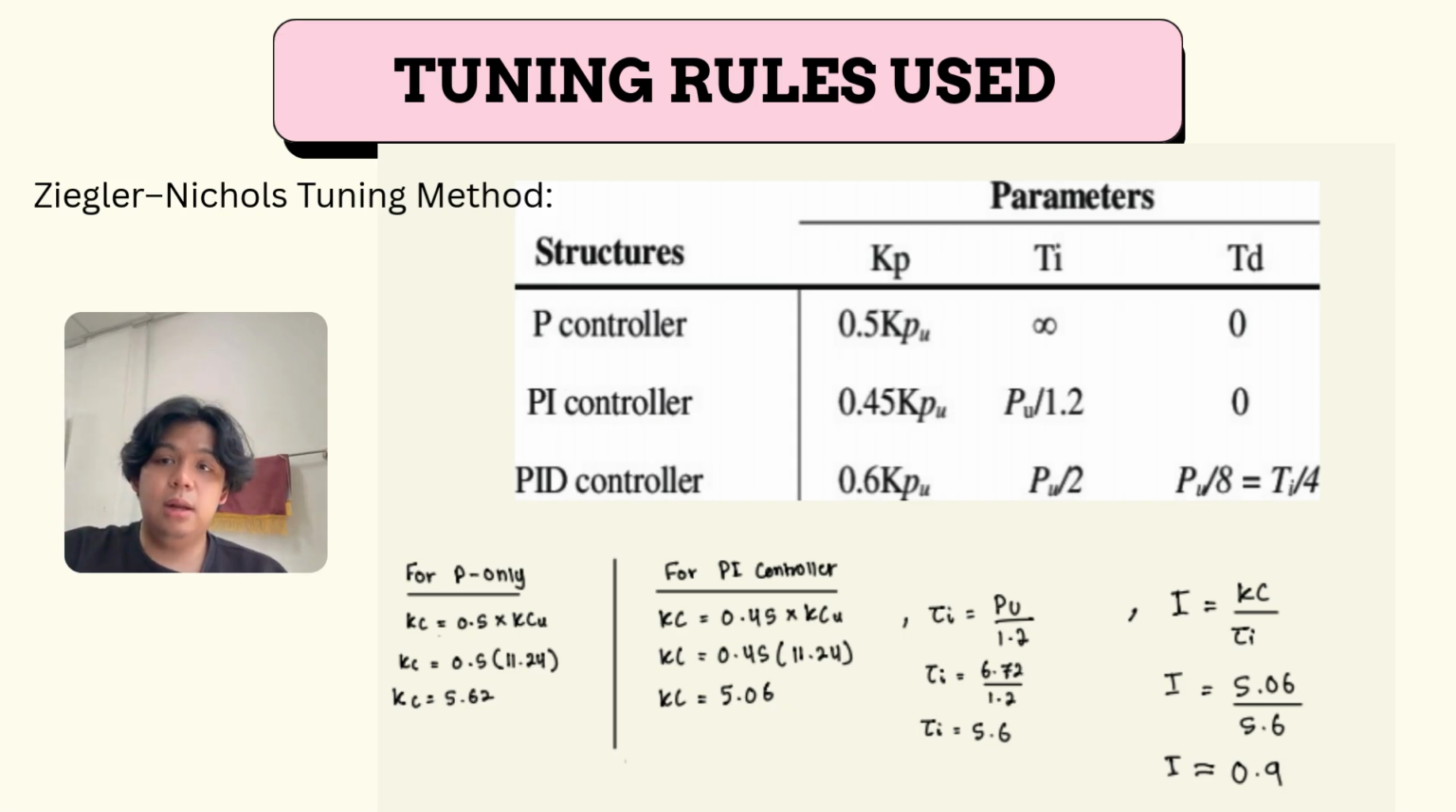To find the integral gain I, we use the formula I equals Kc over tau I, equals 5.06 over 5.6. Approximately, we get 0.9. This value will help us tune the controller effectively for stable and responsive system behavior.